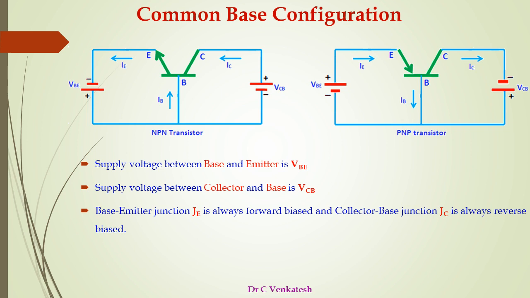As mentioned earlier, the base emitter junction JE is always forward biased and collector base junction JC is always reverse biased. Therefore, in common base configuration, the base emitter junction JE is forward biased and collector base junction JC is reverse biased. The common base configuration for both NPN and PNP transistors are shown in figure.